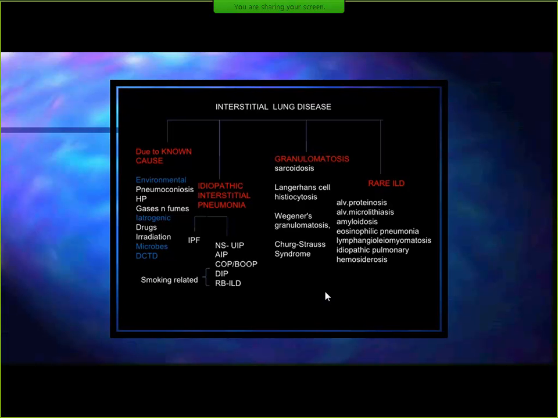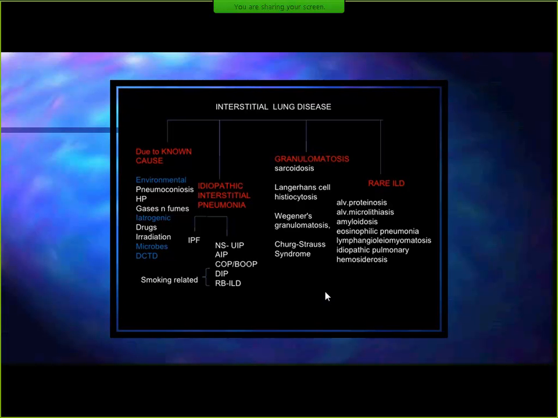Then you have interstitial lung diseases that present with granulomas. And the most common one, or one of the common ones, is sarcoidosis. Now we have a lot of patients with sarcoidosis. Then we have Langerhans cell histiocytosis, Wegener's.